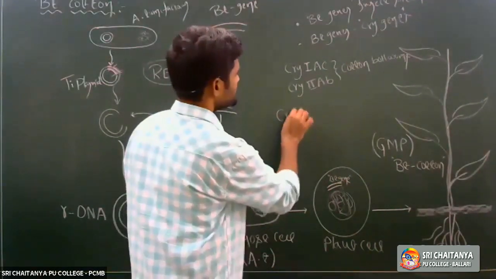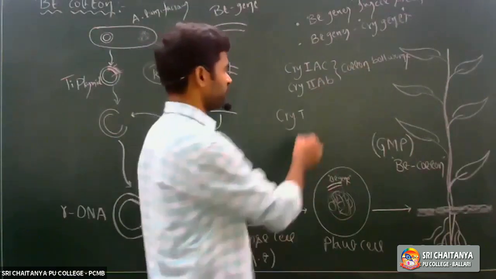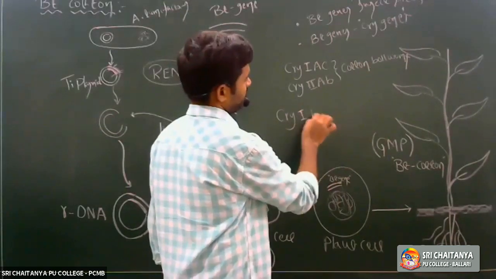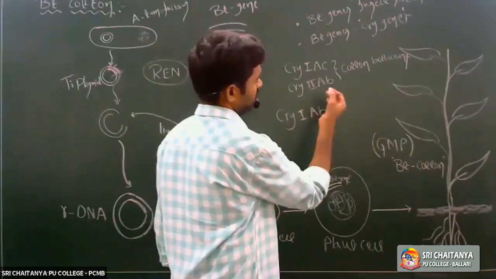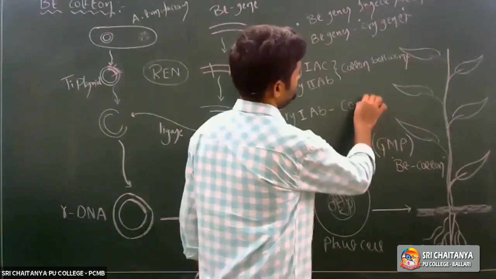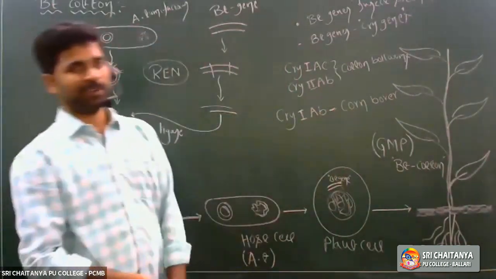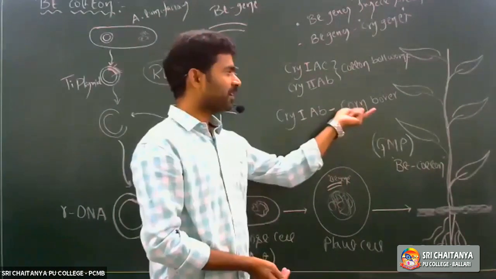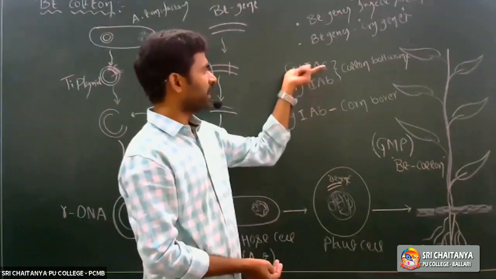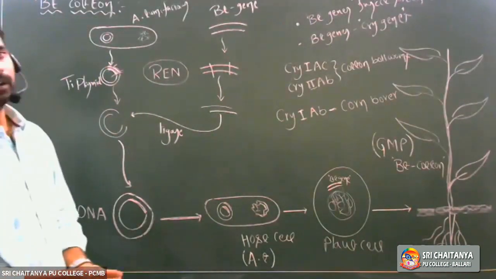Then cry1Ab controls corn borer. Popcorn, otherwise Zea mays. So the Zea mays corn borer insects are controlled by the cry1Ab gene. So cry1Ac and cry2Ab genes control cotton bollworms. Cry1Ab controls corn borer.